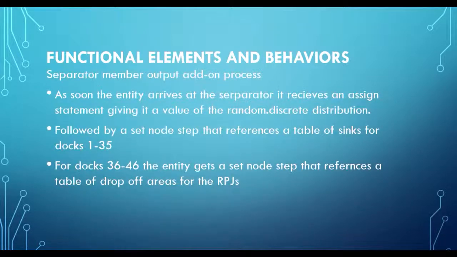Our separator member output add-on process is as follows. As soon as the entity arrives at the separator, it receives an assigned statement giving it a value of the random discrete distribution, followed by a set node step that references a table of sinks for docks 1 through 35. For docks 36 to 46, the entity gets a set node step that will reference a table of drop-off areas for the RPJs.